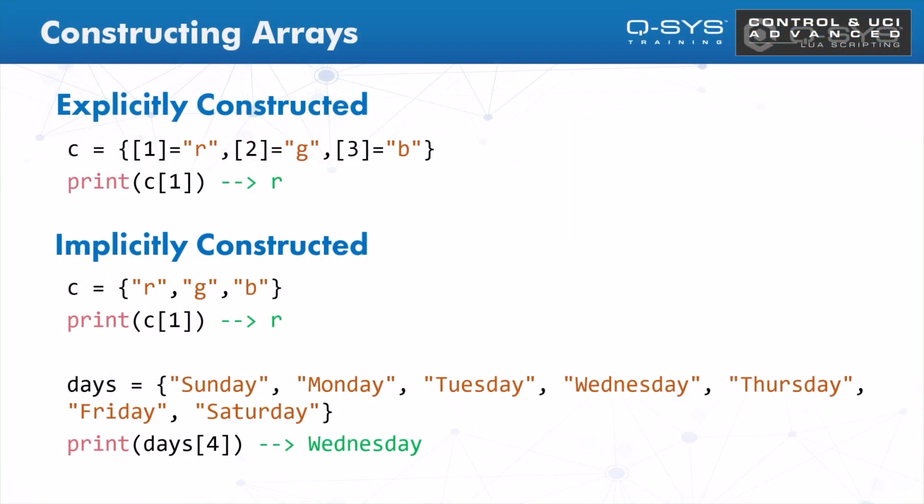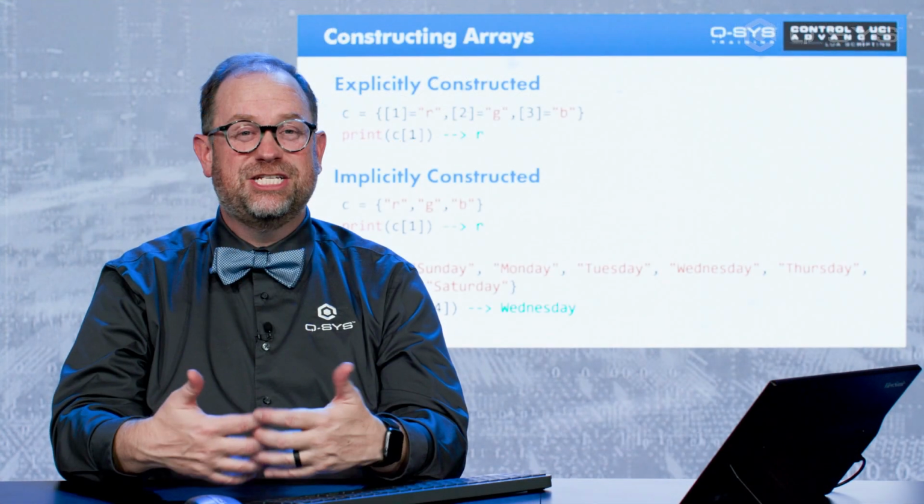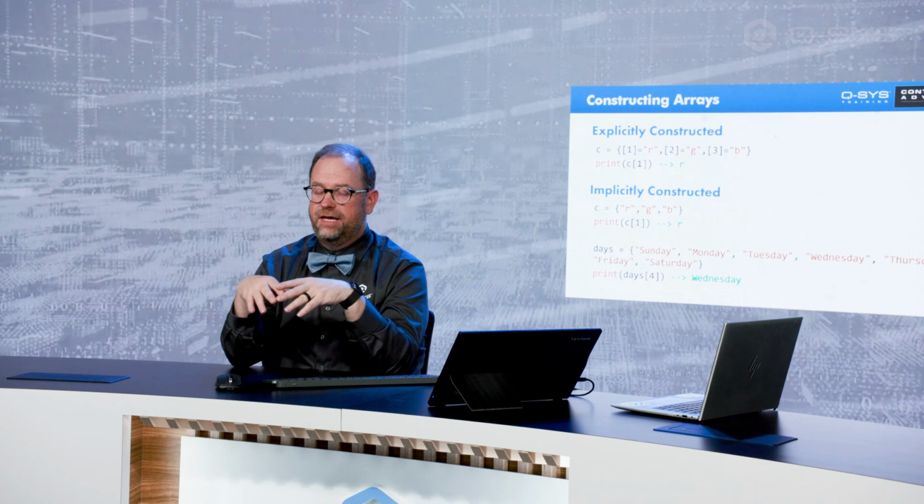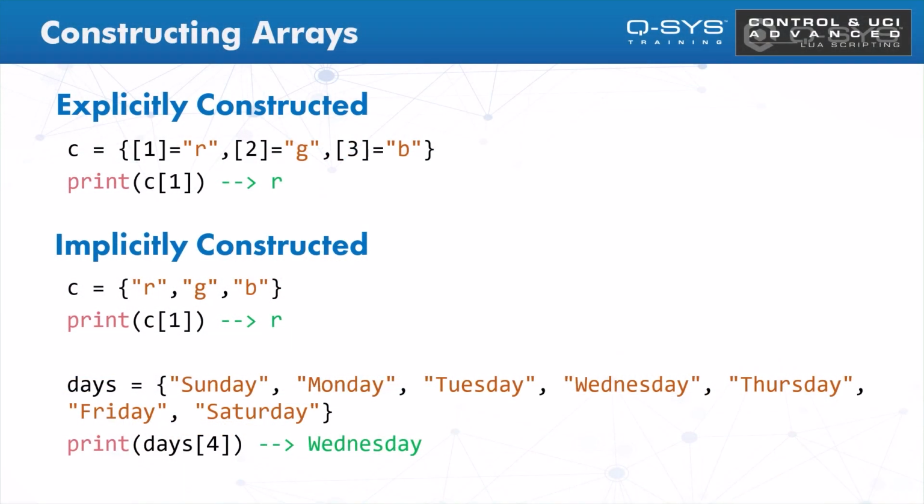So implicit construction, as you can see, sucks less. C equals squiggly bracket, R comma G comma B is a lot easier to write. This is a much friendlier shorthand way of constructing the array. Lua is assuming that you are associating key number 1 with string R, key number 2 with string G, and key number 3 with string B. And similarly, if you index that array at key 1, you get the string R. Here's another example. Days equals Sunday, Monday, Tuesday, Wednesday, Thursday, Friday, Saturday. If you index days at number 4, you will get the string Wednesday.